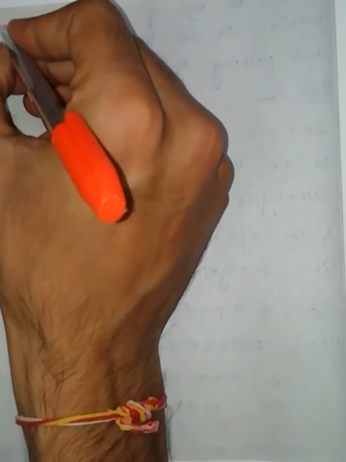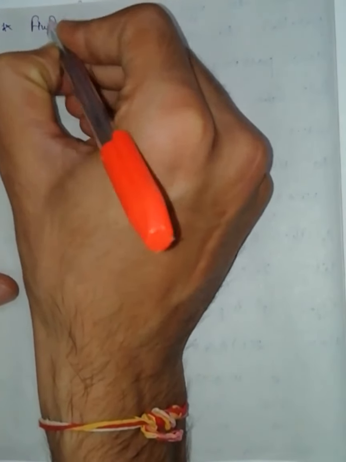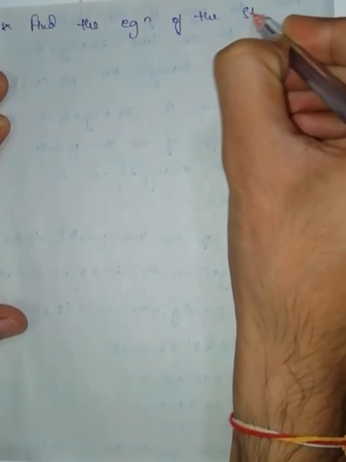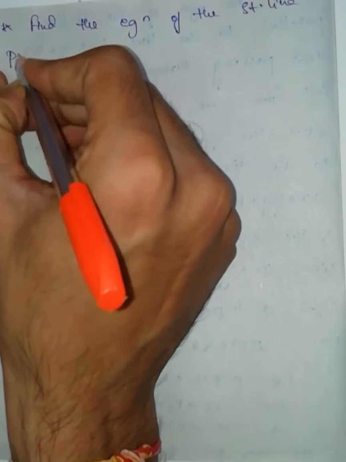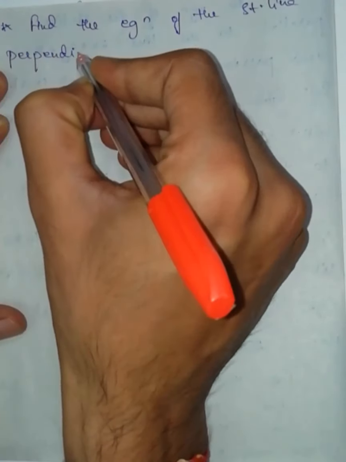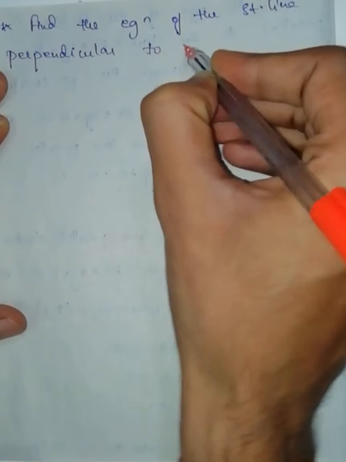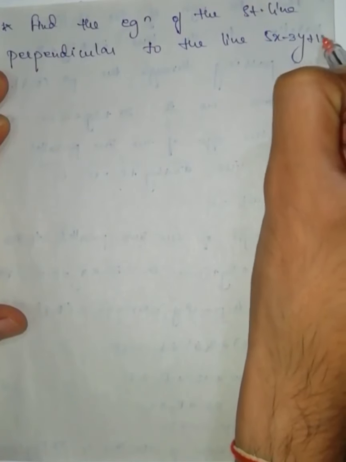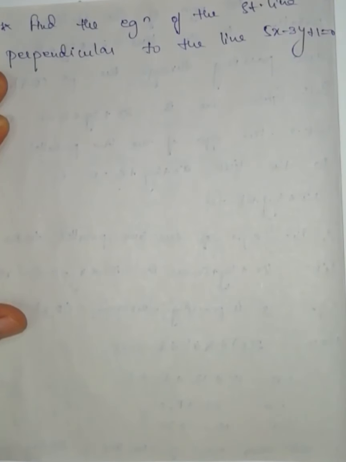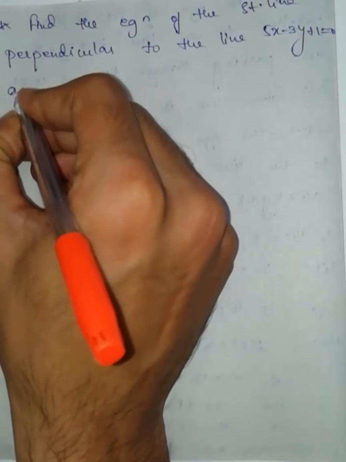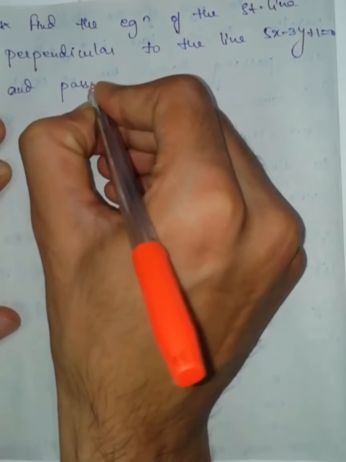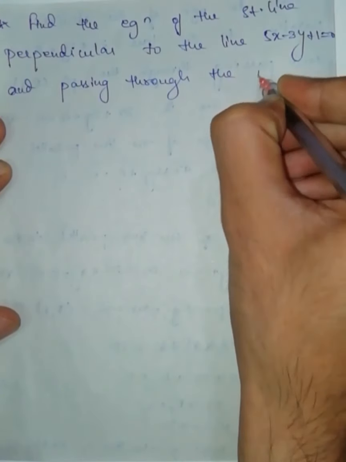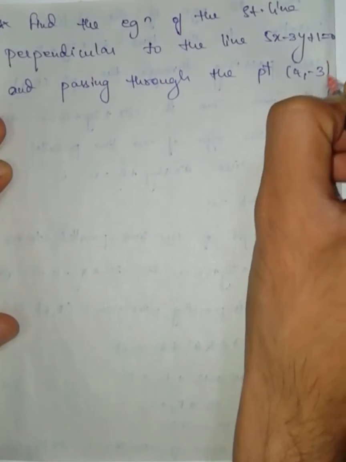Next question. Find the equation of the straight line perpendicular to the line 5x - 3y + 1 = 0 and passing through the point (4, -3).